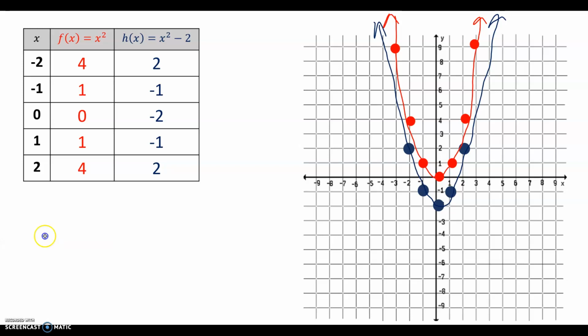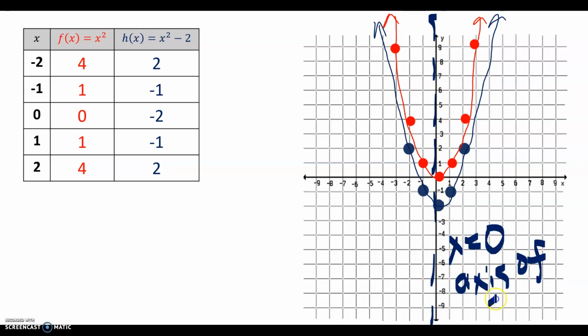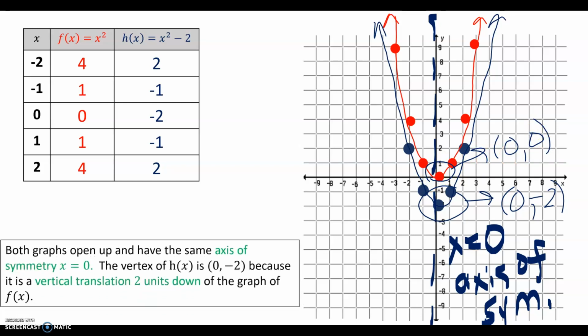So let's do some compare and contrast. So x equals 0 is still my axis of symmetry. But look at your vertex. Your vertex is now 0, -2, where before it was 0, 0. So here are the words you need to write. Both graphs open up and they have the same axis of symmetry, x equals 0. But now the vertex of h of x is 0, -2 because it's a vertical translation 2 units down of the graph f of x.